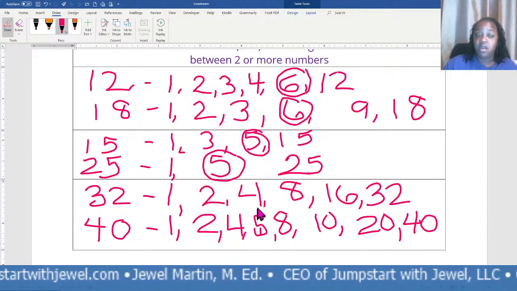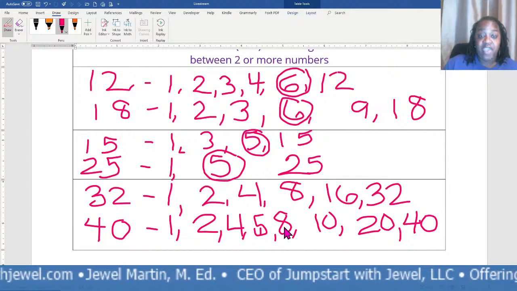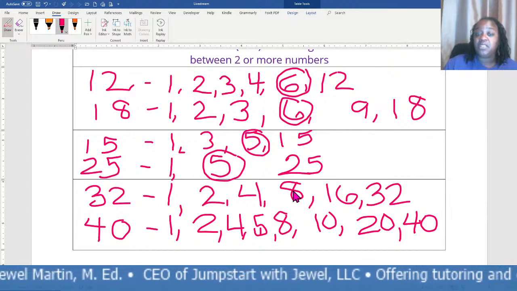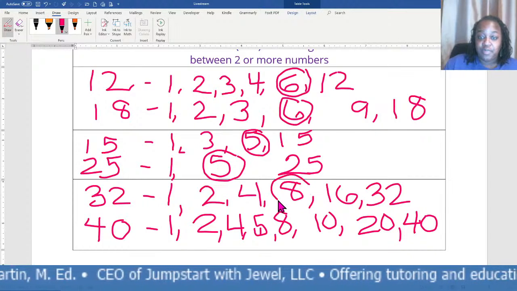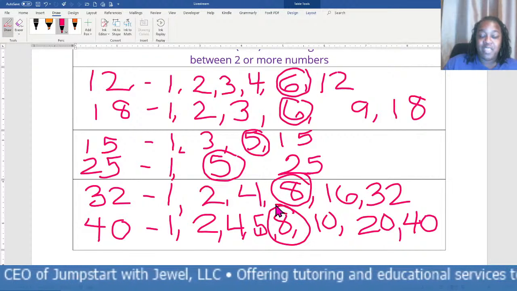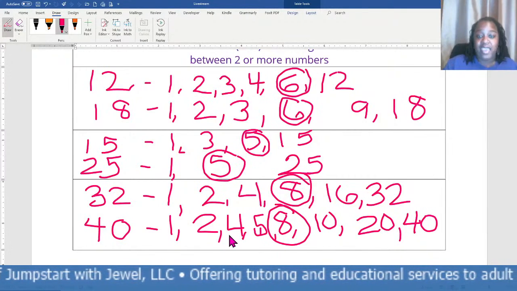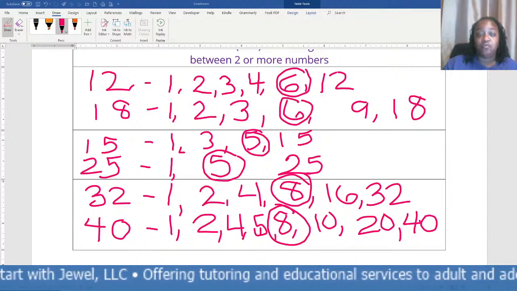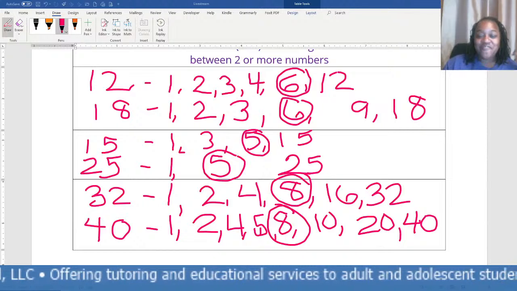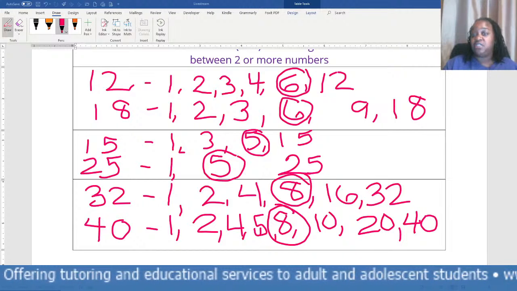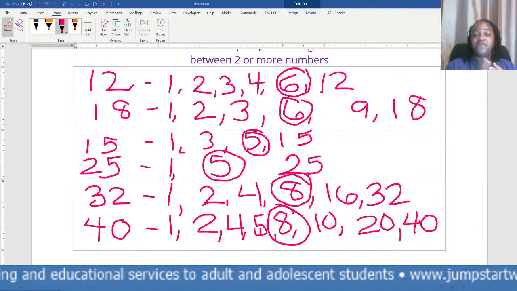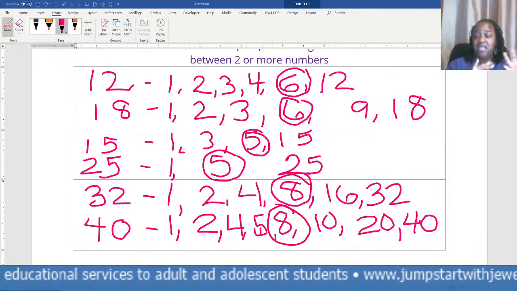So again, they have a couple of factors in common: 2, 4, 8, but the greatest common factor is going to be 8. And that is probably the easiest way to find the greatest common factor. So just take your time and list them out. If you haven't memorized your multiplication facts, list them out.